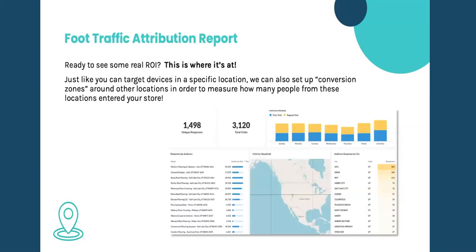As I mentioned, we have the foot traffic reporting, and this is a really great way to show direct ROI. We'll start with a set of locations and serve the devices seen at those locations ads. Whenever any of those people come into your brick and mortar location, we'll be able to track that foot traffic. So it's a very powerful way to show foot traffic and look at that direct ROI.